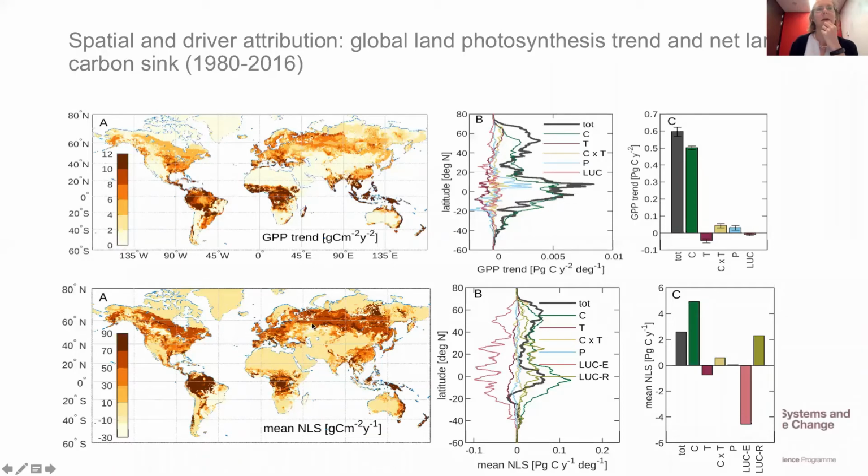The spatial pattern looks quite different to the GPP trend, and that's in large part because at higher latitudes, while we might not have such a high GPP trend, the sink strength tends to be fairly high because the turnover or the release processes for carbon are slower there because it's colder.